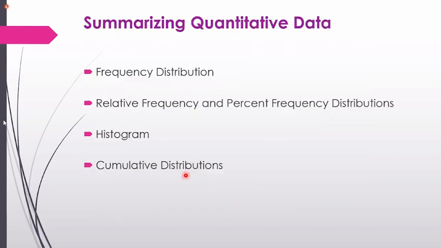right? Now we are coming to the quantitative data, summarizing the quantitative data, right? So for the quantitative data also, we can summarize using the frequency distributions, relative frequency distribution or percent frequency distribution, as in the qualitative data. But when we are looking at the charts, we have to take the histogram or cumulative distributions, right? Cumulative distribution graphs or histograms we can choose to represent the quantitative data.